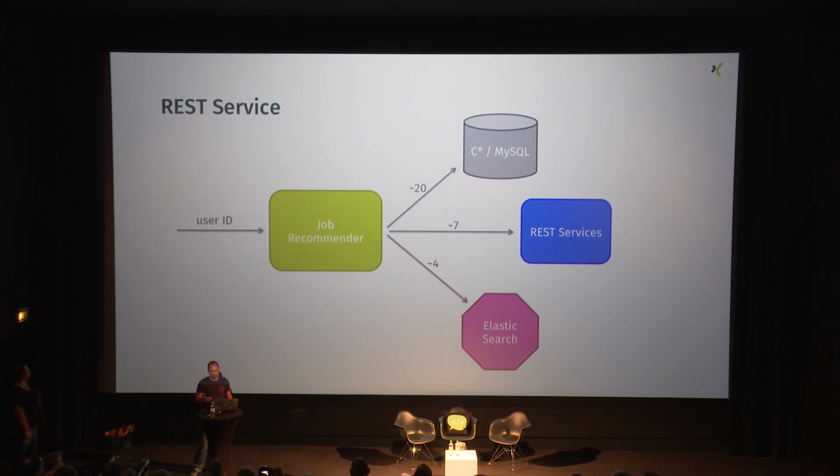The job recommender has mostly one input, which is the user ID from outside: give me the job recommendations for a user. And for that, we actually have to do quite a lot. Depending on your user profile and some other stuff, we have around 20 database calls to Cassandra or MySQL for one single user lookup for recommendations, 7 REST calls to other services, and 4 Elasticsearch queries being run.